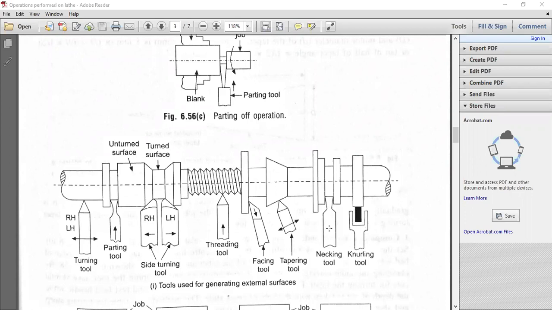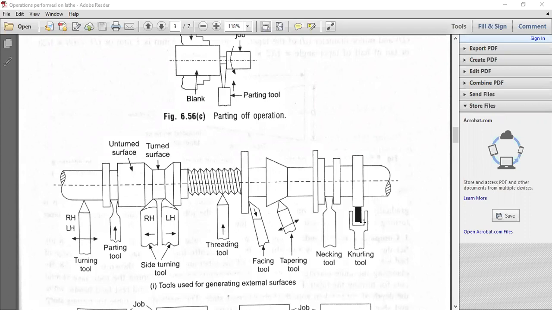How many operations or how many tools have I depicted on the single workpiece? Turning tool is one, parting tool, okay, side turning tool we will leave. The third is the threading tool. Fourth one is the facing tool. Fifth one is the tapering tool. Sixth one is the grooving tool. And seventh one is the necking tool.